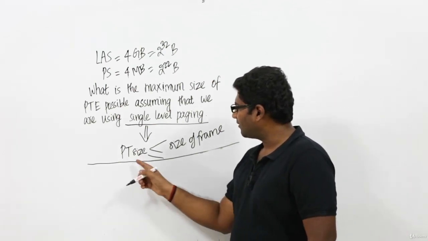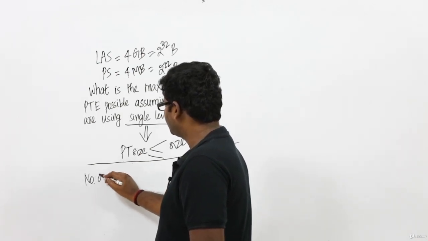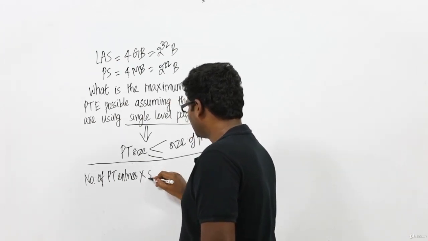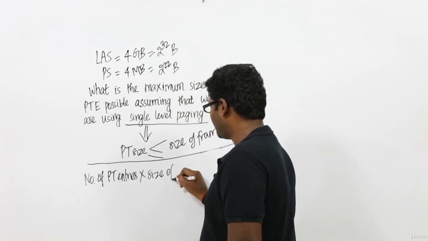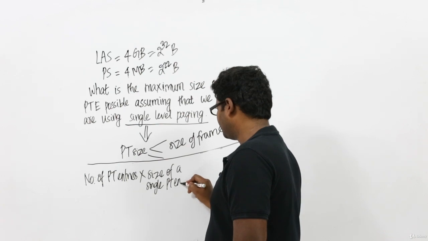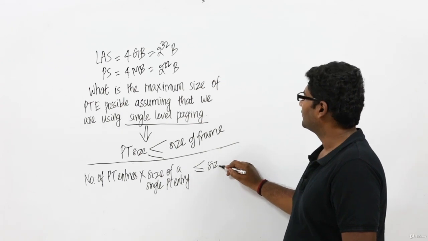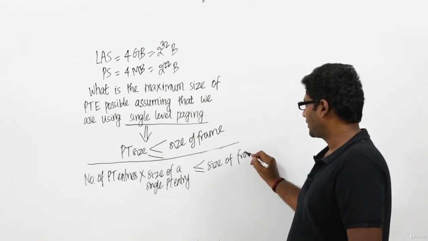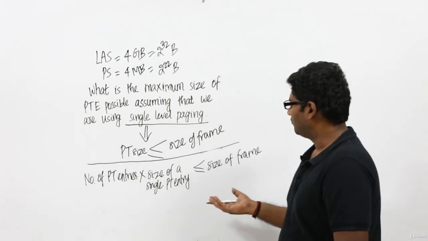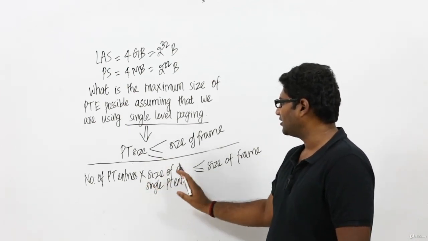Now what we can do is write page table size as number of page table entries into size of a single page table entry. This should be less than or equal to size of a frame. And number of page table entries is nothing but number of pages. Among these three, do we know anything else? This is nothing but what we need to compute, the size of single page table entry.